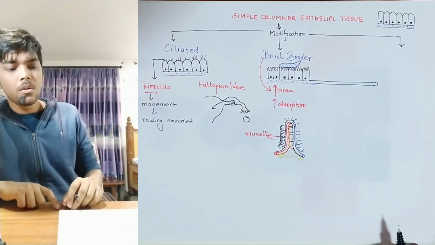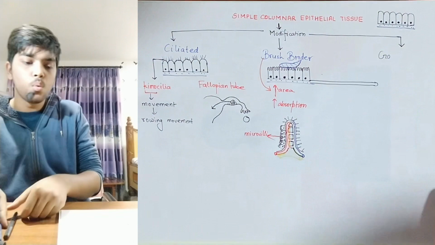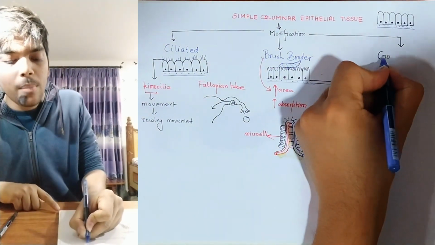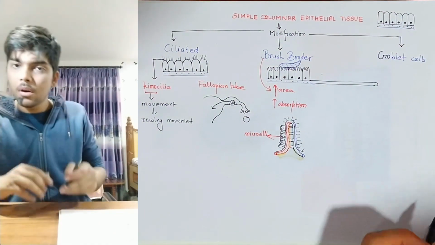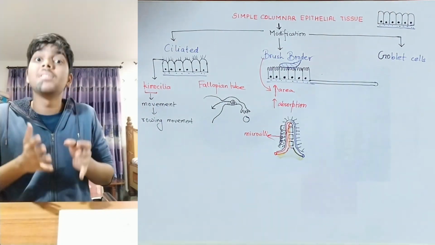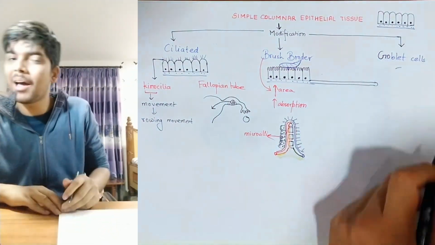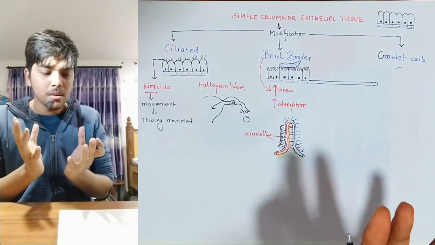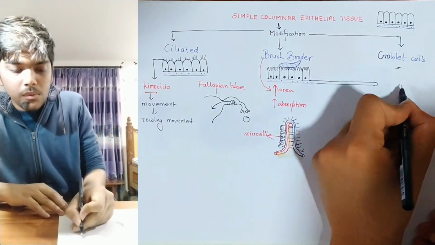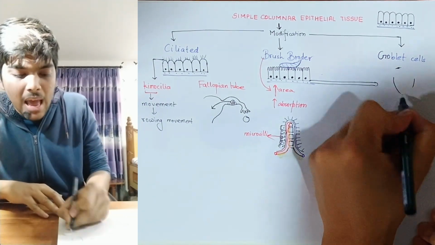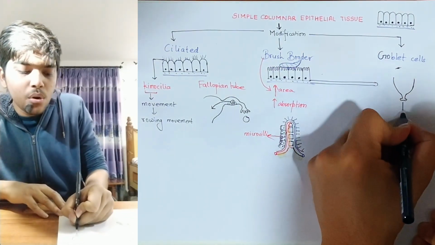That's the benefit. Okay, next, and the final modification, is your goblet cell. Goblet cells are called goblet cells because they look like, drumroll, goblet. I'm so sorry. They look like a goblet. And what's a goblet? A goblet is a type of glass which looks something like this. It has a wide apex and a narrow base. And the goblet cells look exactly like this.